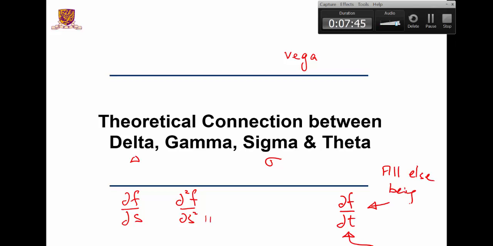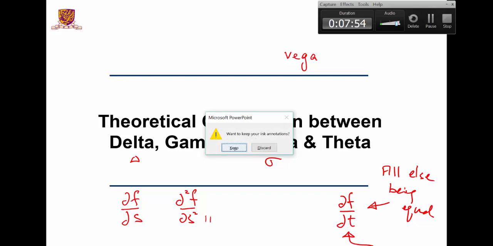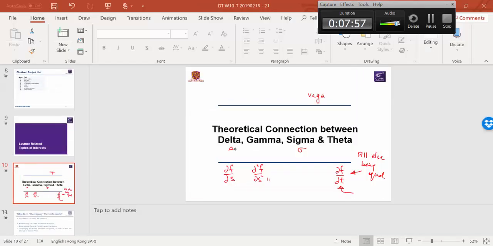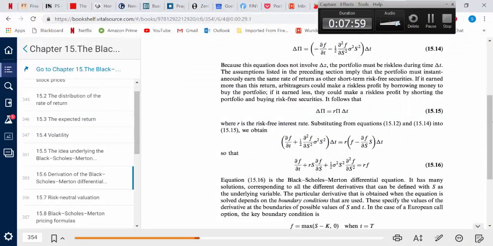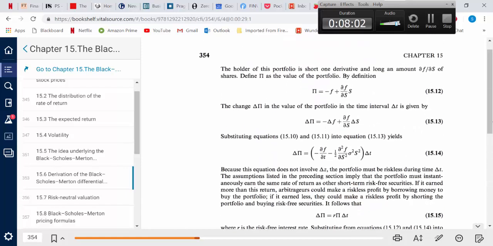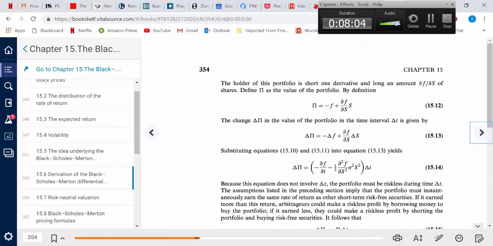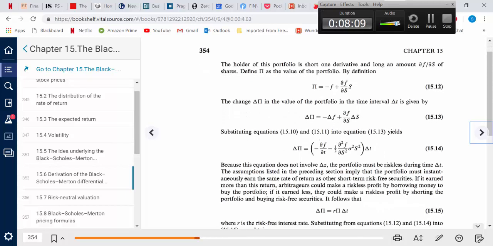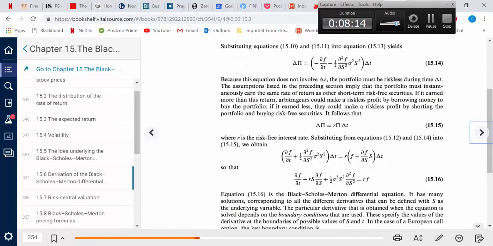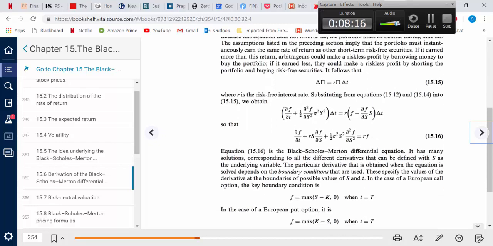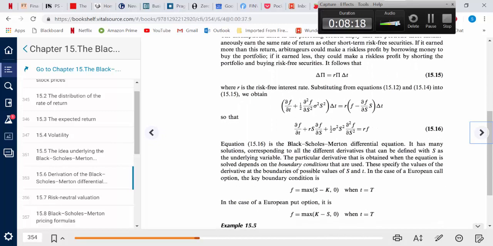Okay, so that is the starting point. Now, I would invite you to have a look at Hull. If you go to the textbook at about page 354 in the current edition, which is chapter 15, there is a formula here, formula 15.16.